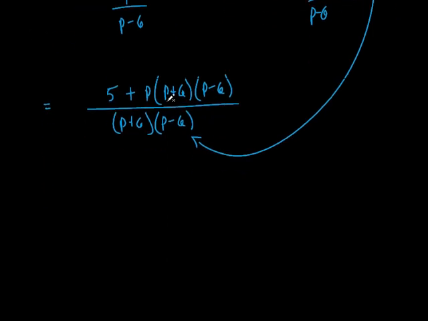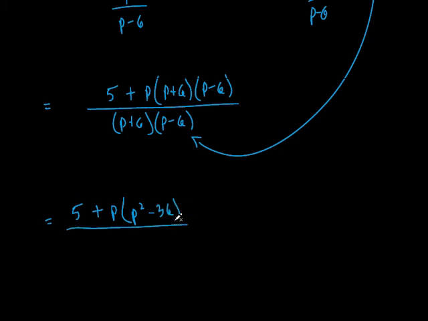Now, let's simplify this thing. See what we can do with this. Let's just leave that 5 right there. We'll add that a little bit later. And look at this. This p is being multiplied by these two, but remember what p plus 6 times p minus 6 is? Just p squared minus 36, correct?